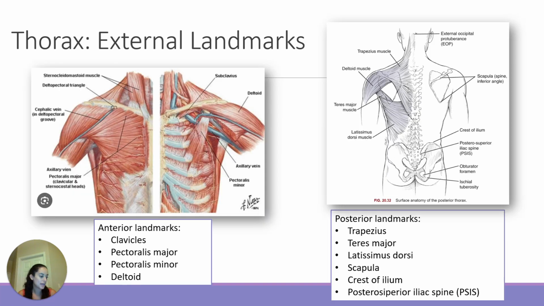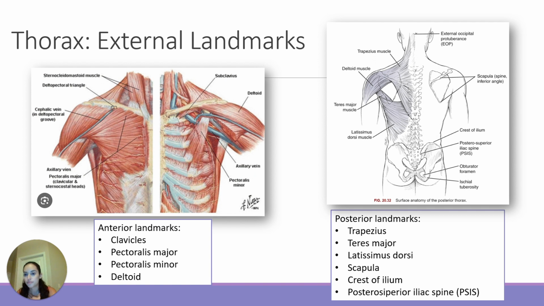So starting with the external landmarks. And we're going to look at the thorax first. So obviously we're looking at muscles. The muscles that are lying right under the superficial layer, which in our case is the skin. When you're looking anteriorly, we're going to be focusing on the muscles and bones that are most superficial, which would be in this case the clavicles, or the bones that are very obvious to mark the beginning of the thorax.